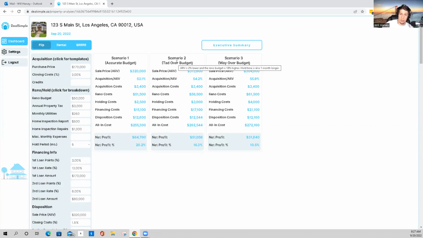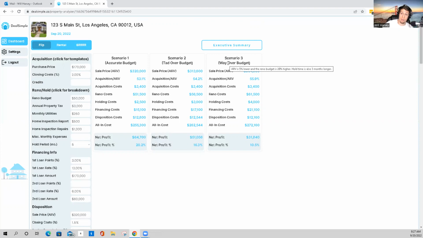Now, scenario two is where the ARV is 2% lower and the renovation budget is 10% higher, and the hold time is 1 month longer. So in this scenario, this would be us holding it for 6 months instead of 5, and the ARV would be 313 and some change instead of 320. And then the renovation costs are slightly higher as well.